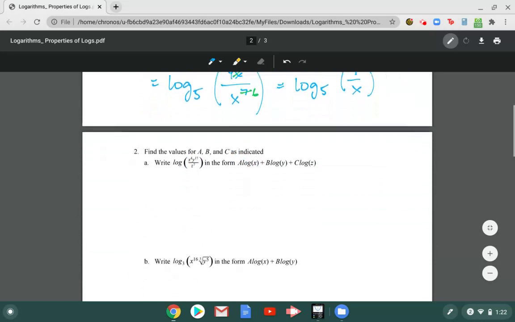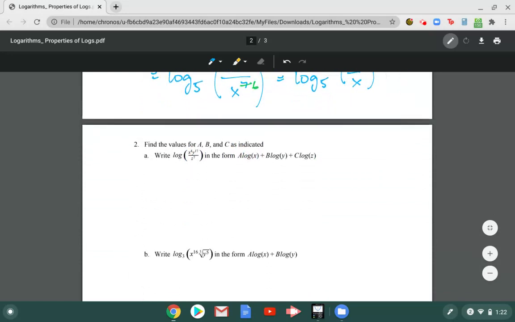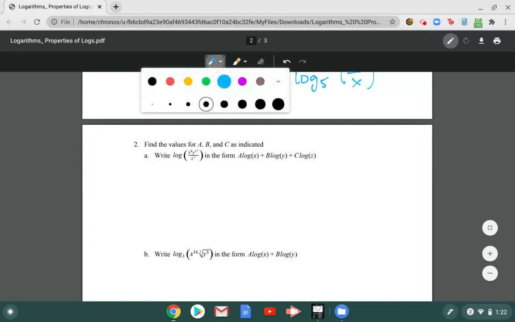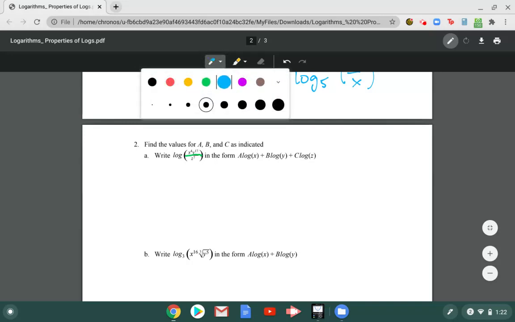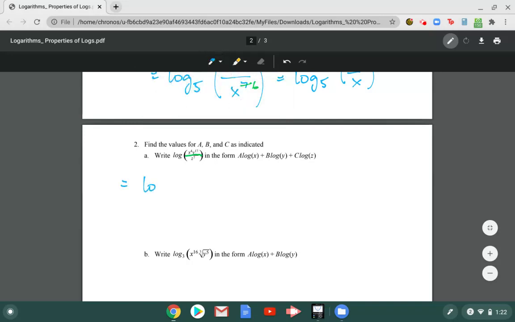Okay, number 2. So for number 2, we want to find the values for a, b, and c, as indicated. So we're going to simplify this as much as we can. And I need to start when I'm simplifying with that fraction bar. So that fraction bar really becomes my quotient. And I can rewrite this as a difference of logarithms. So log of the top, x to the fourth, y to the 17th, minus log of z to the 7th.